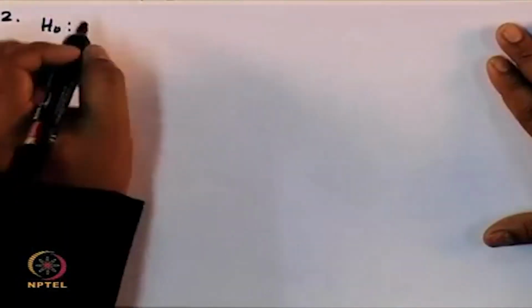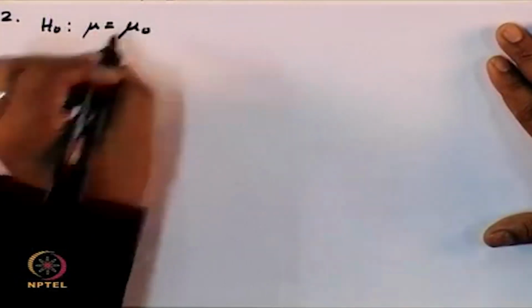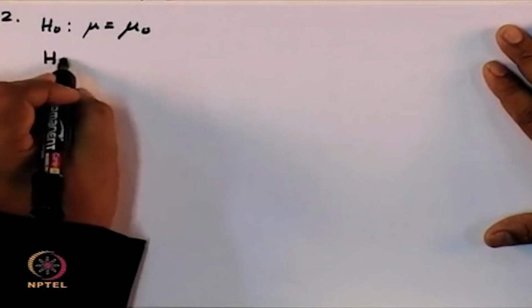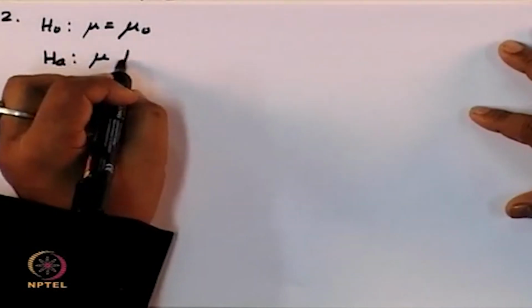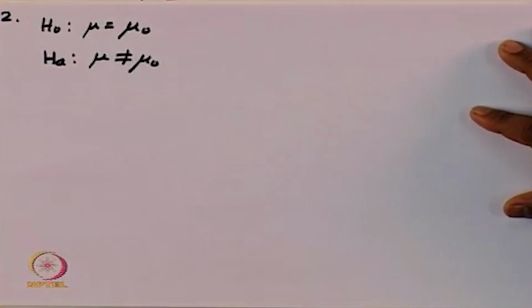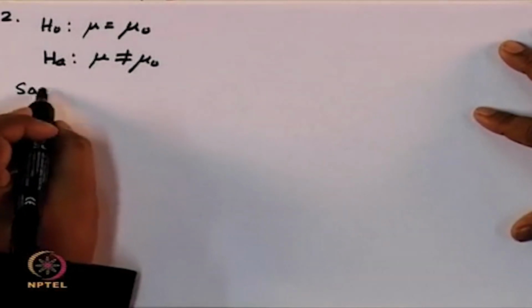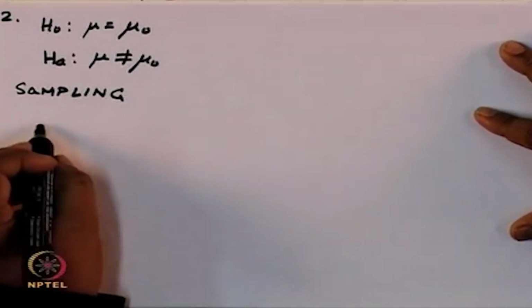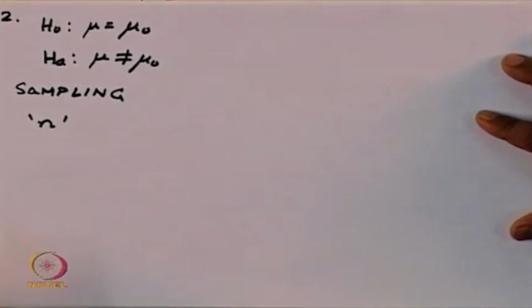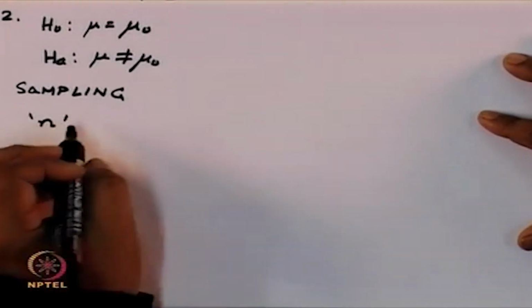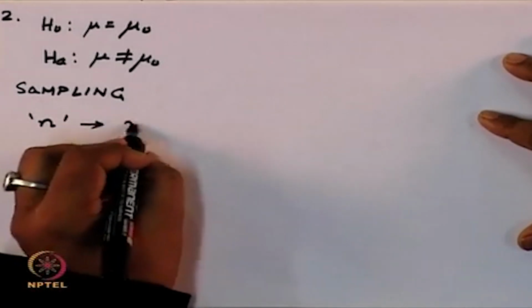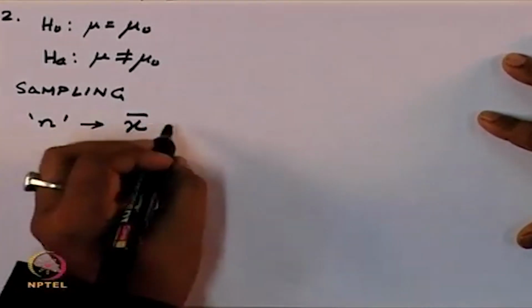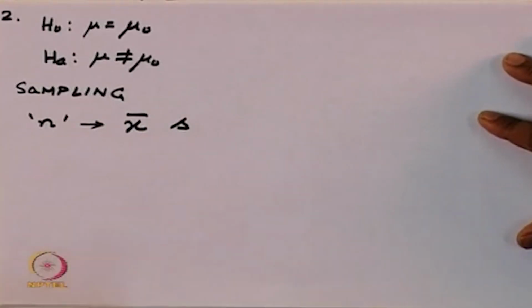Once again, your H naught says, let us say, mu is equal to mu naught in this case, and your H A is mu not equal to mu naught. How will you ascertain this? You will do some sampling. Let us say from the population you draw a sample of size n, and based on this sample you calculate the sample mean x bar and the sample standard deviation s.